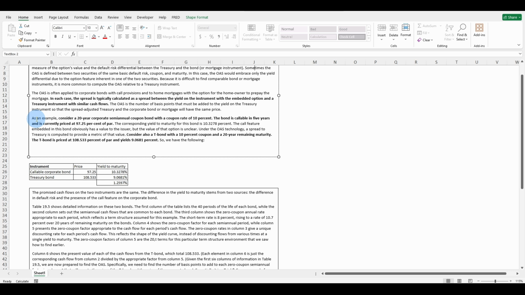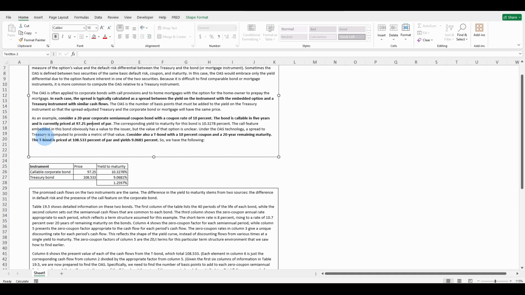As an example, consider a 20-year corporate semi-annual coupon bond with a coupon rate of 10%. The bond is callable in 5 years and is currently priced at 97.25% of par. The corresponding yield to maturity for the bond is 10.3278%. The call feature embedded in this bond obviously has a value to the issuer, but the value of that option is unclear. Under the OAS technology, a spread to Treasury is computed to provide a metric of that value.